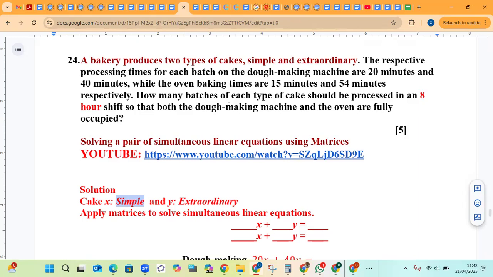So this is the case of solving a pair of simultaneous linear equations, and you can use matrices to do that. Here you have a YouTube video demonstrating how this can be done. Now in the solution, it says that we can use X for the simple cake, and we can use Y for the extraordinary cake.